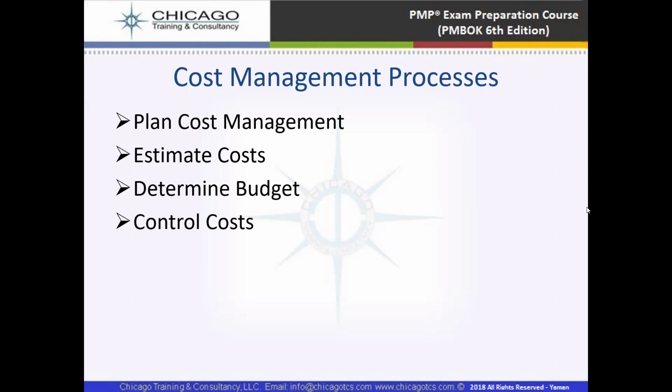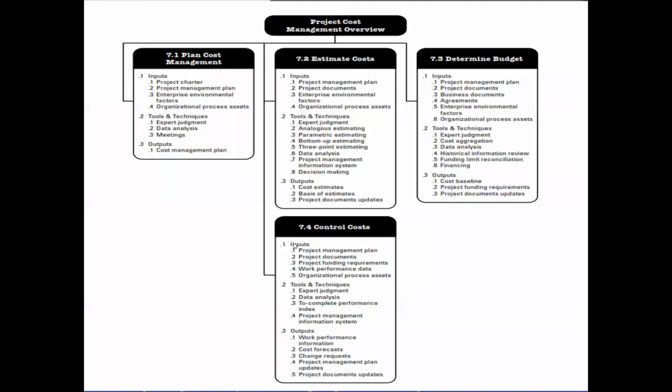Okay. So we are going to study each of these processes with inputs, tools and techniques, and outputs. Okay. So here is an overview of the project cost management. Like you can see here, the plan cost management, and then estimate cost, determine budget and control cost, and for each of these there are inputs, tools and techniques and outputs.